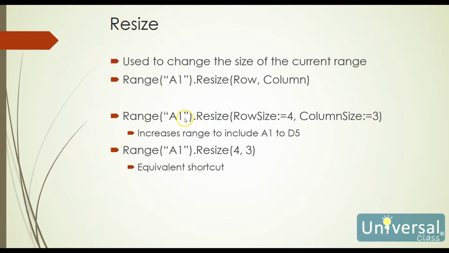So where do we start? We start at A1. We want to resize it by so many rows. So we say row size, and once again it's colon equals and the number of rows. And then the column size colon equals and the number of columns. So if I start at A1, I just have A1 selected, and I resize it, if I add 4 rows and 3 columns, then what will happen is we will end up from A1 to D5 being selected. Now we can also use the shortcut again, and we can say we want to resize it 4, comma, 3, and that would be the equivalent shortcut to specifying the row size and the column size up here.